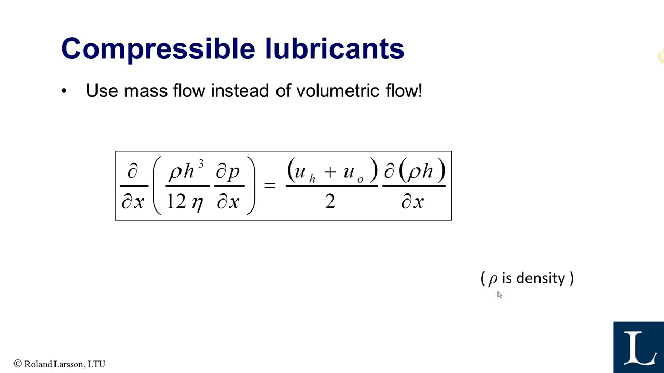First step, compressible lubricants. Instead of using the volumetric flow as we used before, you just use the mass flow, and you follow the same route when you derive the equation, and the equation looks very much the same. The only difference is that you enter density here now. Density here and density there. This is the change of mass flow, and this is the Poiseuille mass flow, and this is the change of Couette mass flow. So very easy.